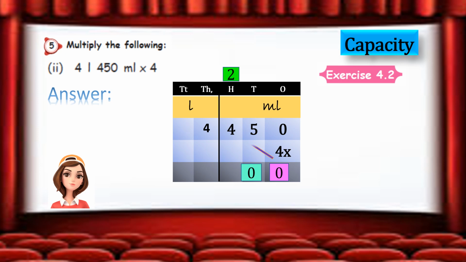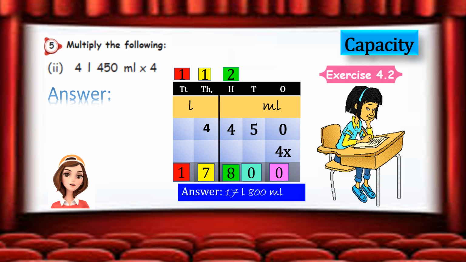And then 4 fours are 16, isn't it? So 16 plus 2, 18. So 8 here and 1 above. Then 4 fours are once again 16 plus 1, 17. So 7 here and 1 carry forward. There is nothing to multiply, so bring down the 1 here. So the answer is 17 liter and 800 milliliter.